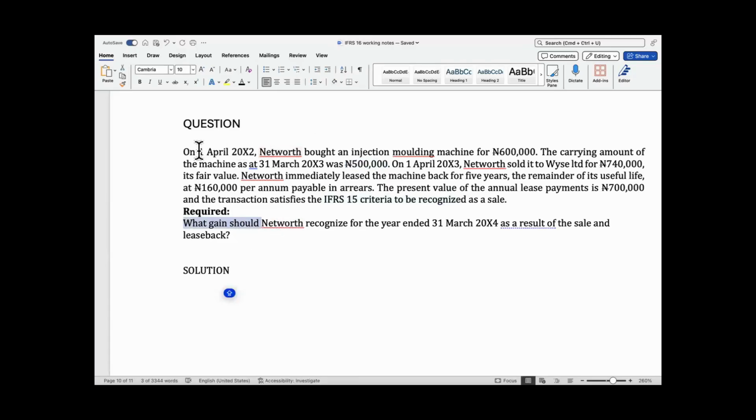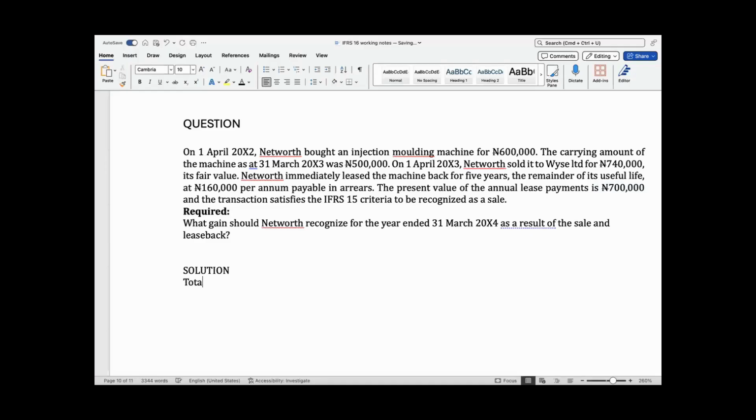So from here now, on 1st April 2002, Networth bought a machine for 600,000 in 2002. The carrying amount as at the end of that year is 500,000. At the end of the new year, which is 1st April, he now sold it to Wise for 740. But Networth leased it back immediately for 5 years and will be paying a rent of 160 per annum. The PV of the lease rental is 700. Okay, fine. So what gain can you recognize?